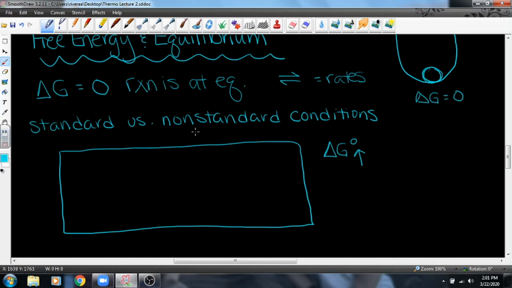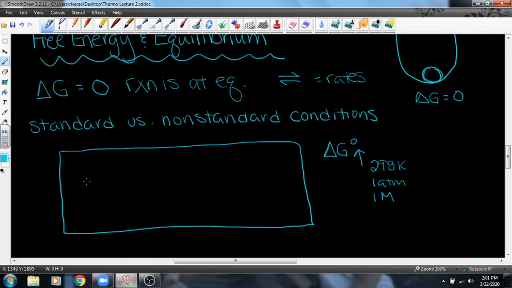Okay, so first thing I want to talk about is delta G at standard conditions, like we were talking about before. Remember, standard conditions being 298 Kelvin, 1 atmosphere of pressure, and 1 molar concentration if we're talking about solutions.